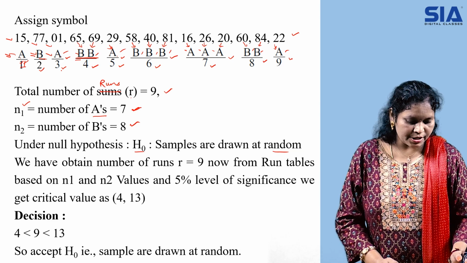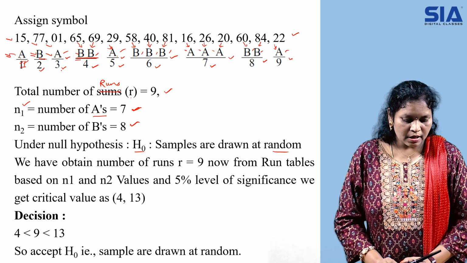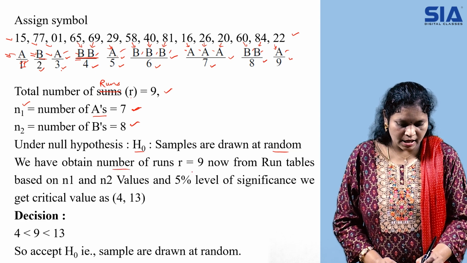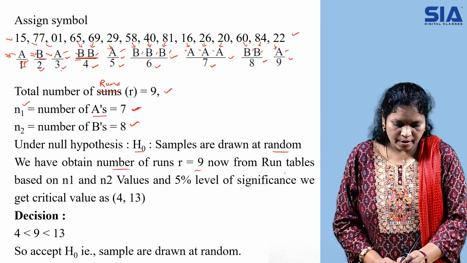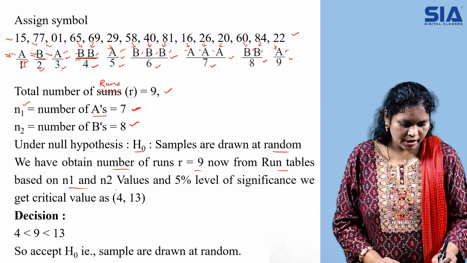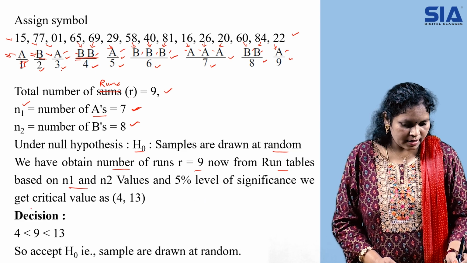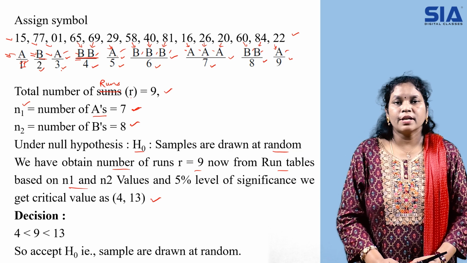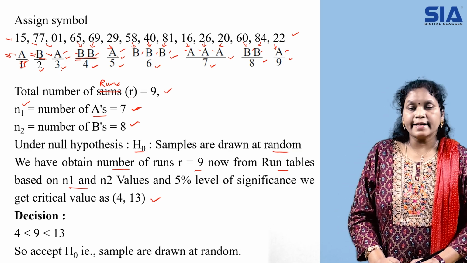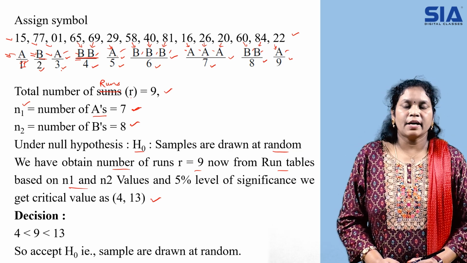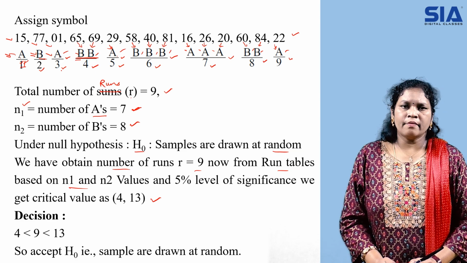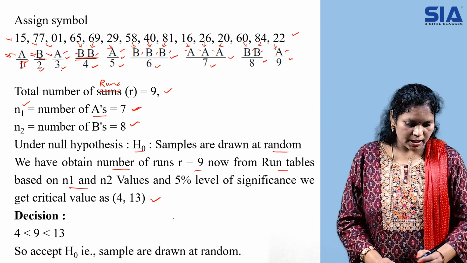Next let us check how to use the runs. We have obtained the number of runs R equal to 9. Now from the run tables, based on the n1 and n2 values, we got the critical values as 4 and 13. Based on n1 and n2 values we need to decide the table value. We have run tables, and using them we obtain these table values. So 4 and 13 I have got.